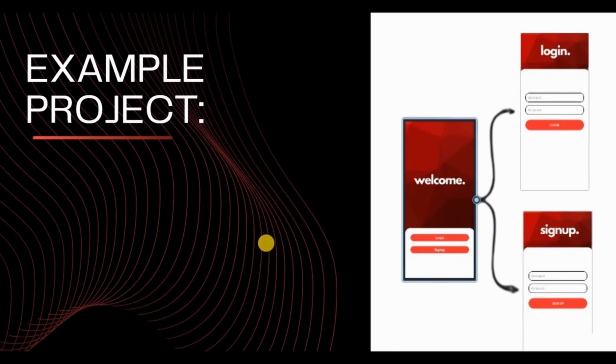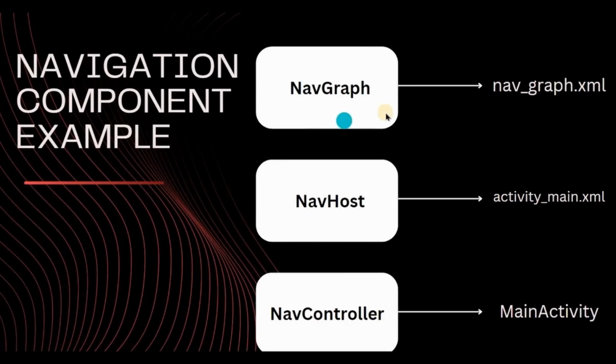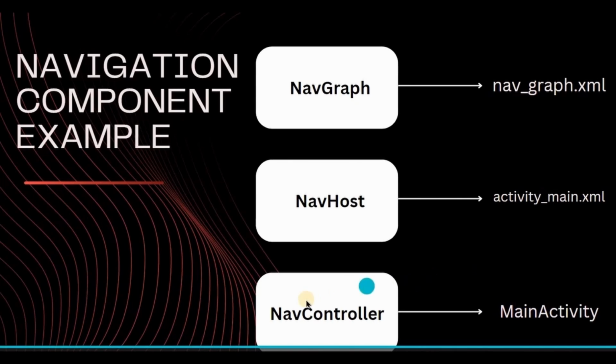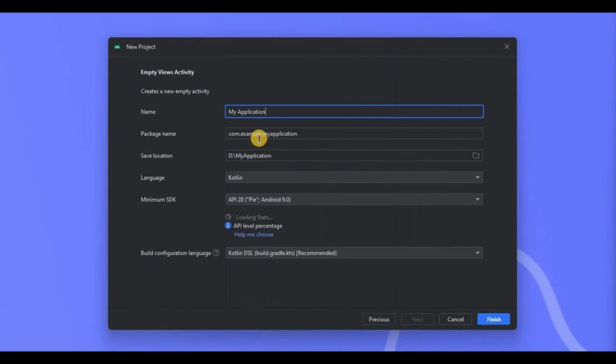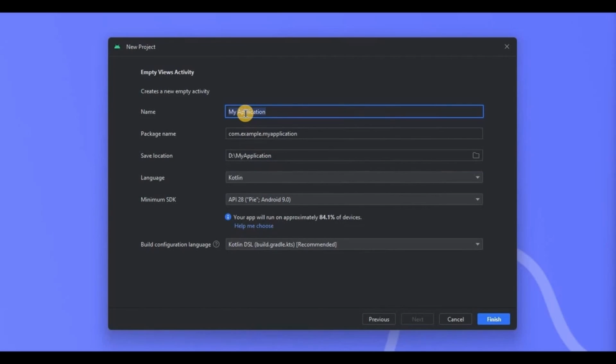There are more concepts in it like transition, deep linking, passing the data, which I'll cover in upcoming videos, maybe in Jetpack Compose series. But for now, let's understand how these 3 components will contribute. See, nav graph will consist of all the 3 fragments with their respective path. Then all these fragments will be handled by one activity. In our project, activity main.xml will act as a nav host, and main activity will act as a nav controller. So let's create it. Open Android Studio, choose empty views activity, name it as Learn Navigation.